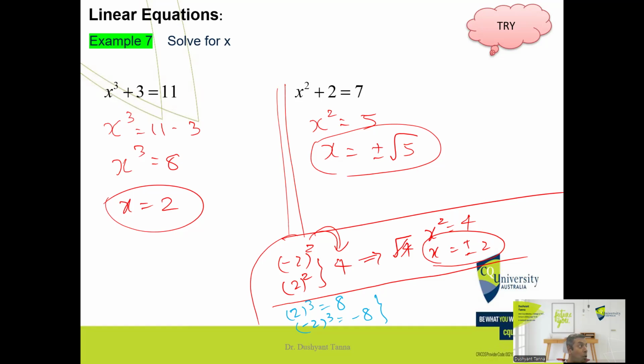So if I say x squared is 4, right, and you say x is equal to 2, then you're giving only one answer. But if you say x is equal to plus or minus 2, then you're giving 2 answers, which is right. x is equal to 2 is half correct.